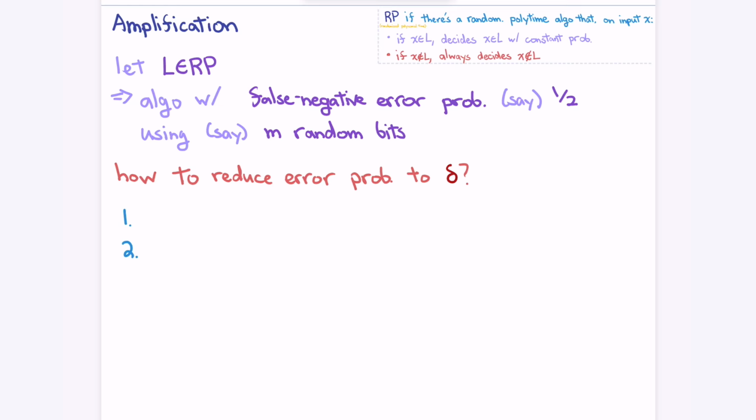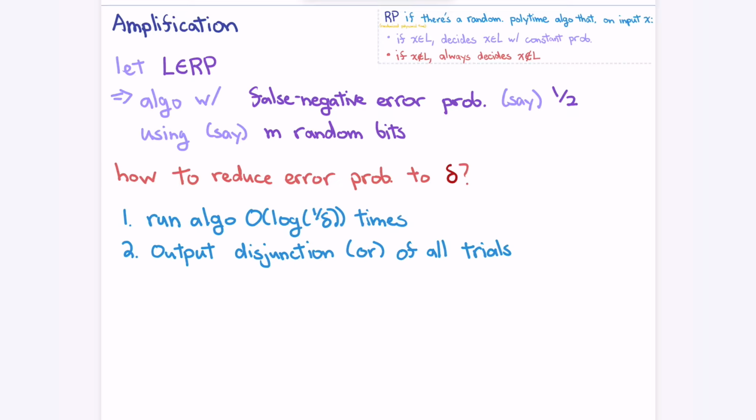Fine. Okay. Now let's look at a language in RP. Let's say you have some algorithm that requires m random bits, and right now you have error probability 1/2. And you want to get it down to delta. What do you do? You repeat it how many times? And then what do you do? Take the majority? So this is RP, one-sided error. You run the experiment many times. If any of them come out true, then you output true.